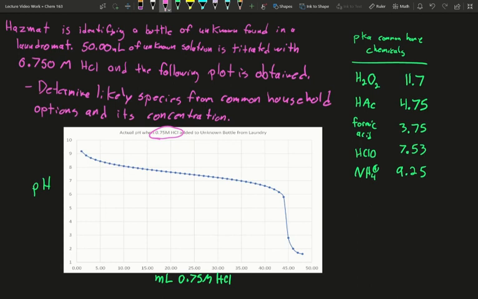Go ahead and give it a try. See if you can pull some information out of this plot and determine what you think this species was and its concentration. Then unpause and come on back.